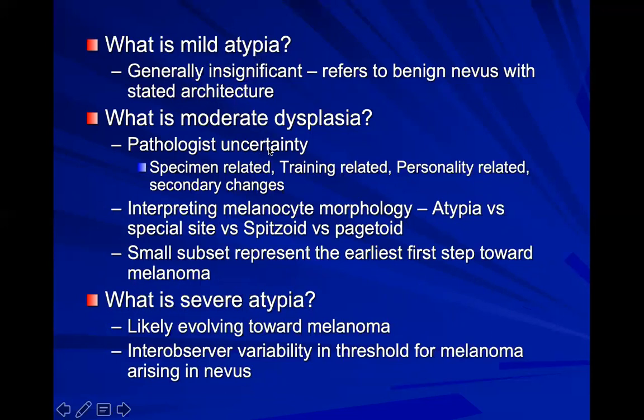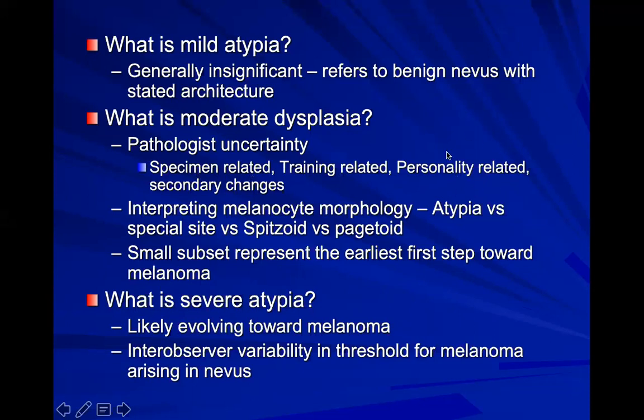What is moderate dysplasia? There's all these papers. Should we treat moderates? Should we ignore moderates? As if moderate is a thing. The problem that I want you to understand is that it is not a true entity that's defined. It includes things like, the majority of them include pathologist uncertainty, right? Did you train somewhere where everything's called moderate? Is it specimen related? Is it a partial biopsy? So you cannot evaluate circumscription, symmetry, and you're just going to be more careful than not because you don't see those features.